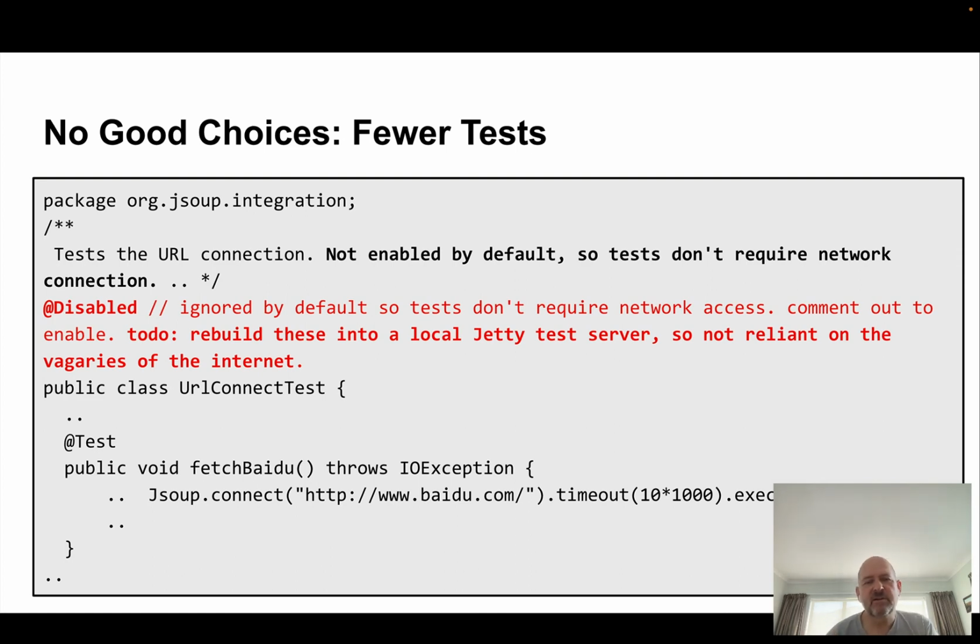So in a way, that's a pessimistic approach, but that is also bad in a sense, because even if the network is available, that test is never executed. So you get less coverage with this more pessimistic approach. So there are really no good choices.